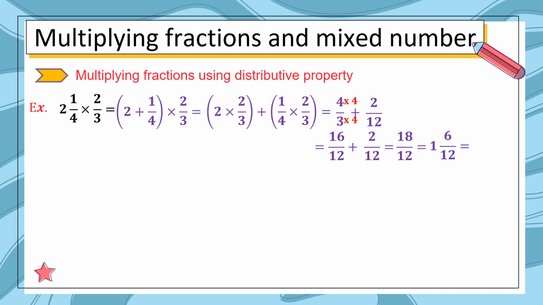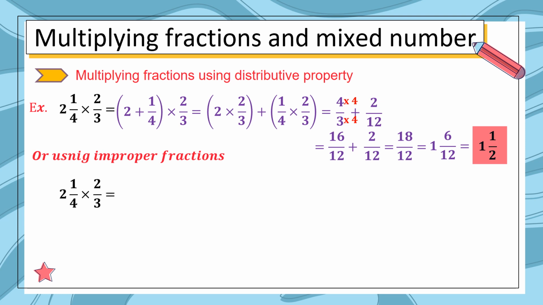We have only one group and we have a remainder 6, so it will be 6/12. 6/12, I can divide up and down by 6, so it will be 1 whole, and 6 divided by 6 equals 1, 12 divided by 6 equals 2, so it will be 1 1/2. Another example, or I can solve this example in another way.